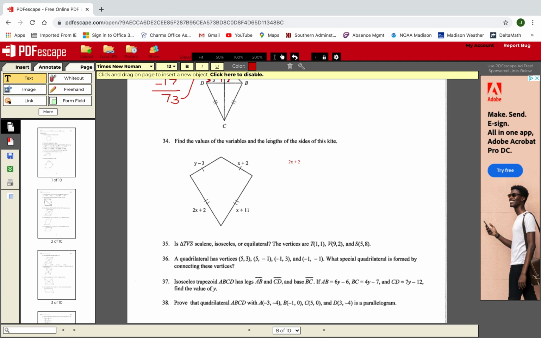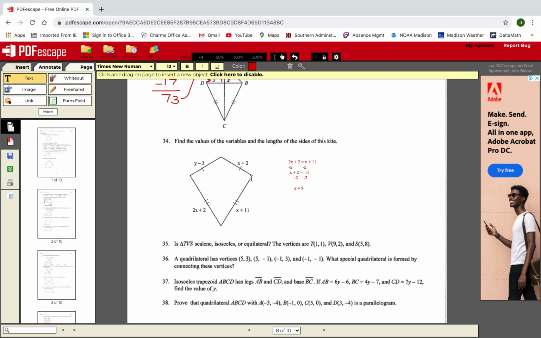2x plus 2 equals x plus 11. We're going to solve for x here. Subtracting x from both sides gives me x plus 2 on the left. On the right side I have 11. I'm going to subtract 2 from both sides. This gives me x equals 9.